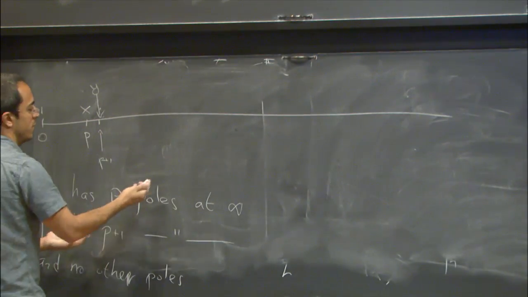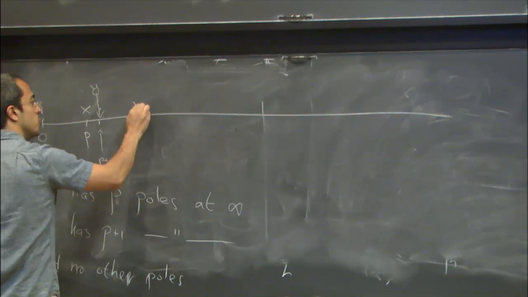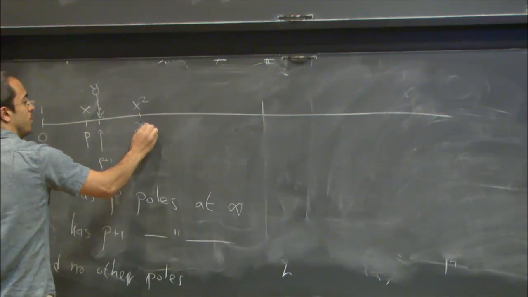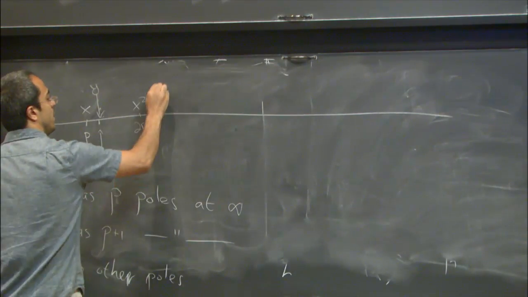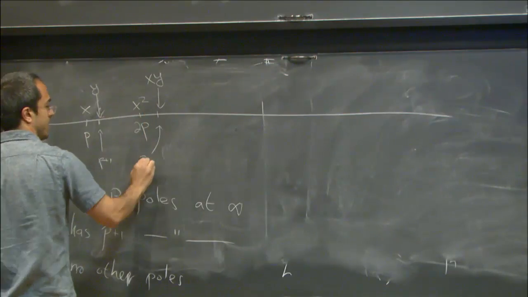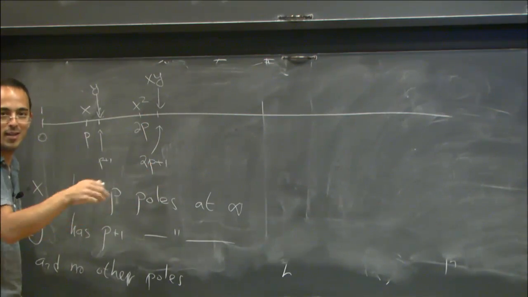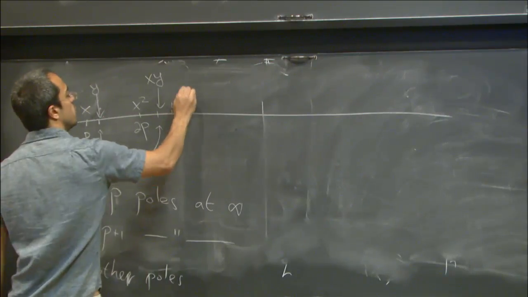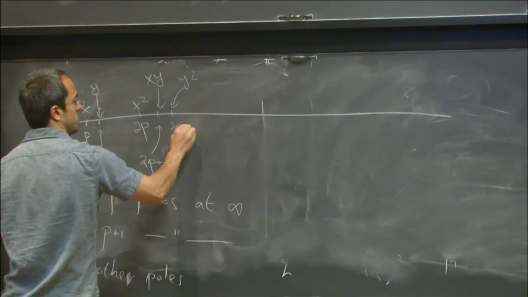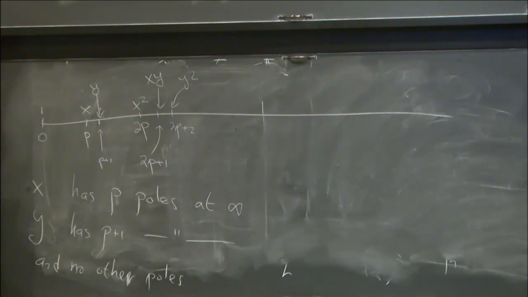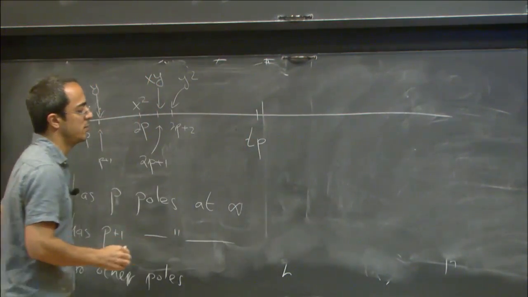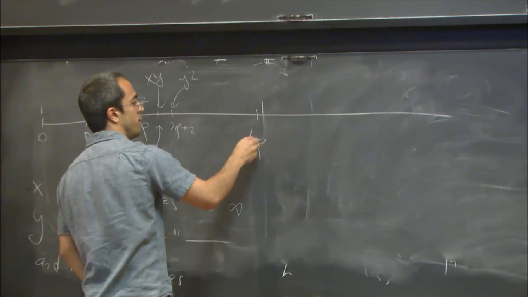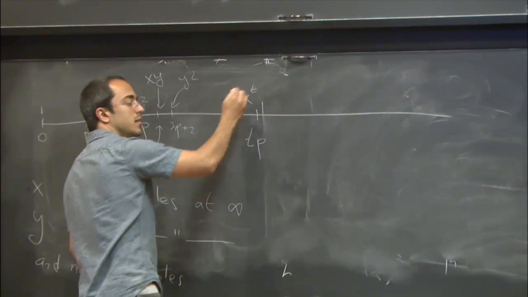Now, we don't have the machinery here, but you would believe me that x squared has 2p poles at infinity, because if x has some pole, x squared has 2 of them, right? And so xy has 2p plus 1, because p plus 1 behaves nicely. And y squared is going to be 2p plus 2. Right? And you can continue on. If you think of some number t times p, then tp, an example of a function that sits here, is x to the t.